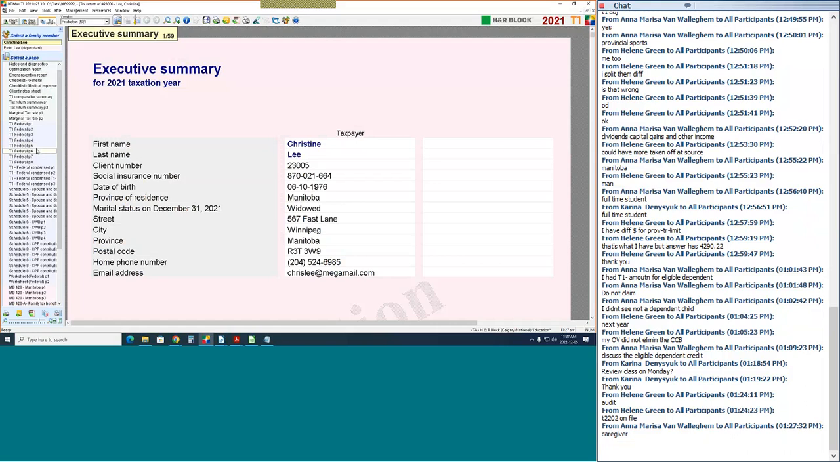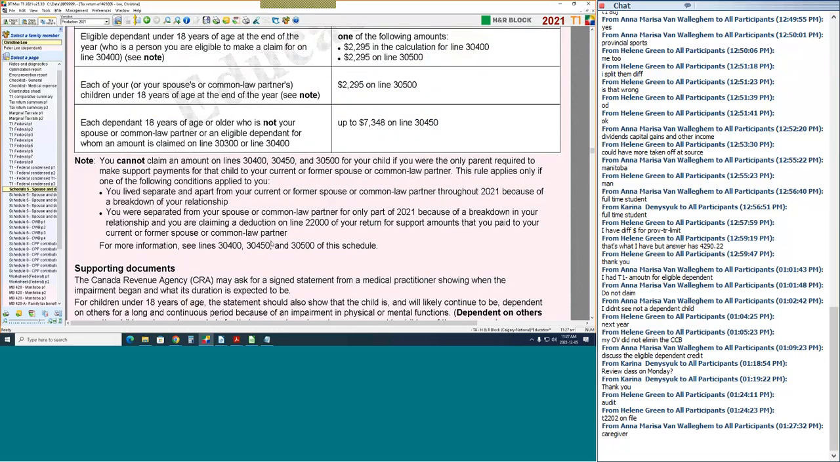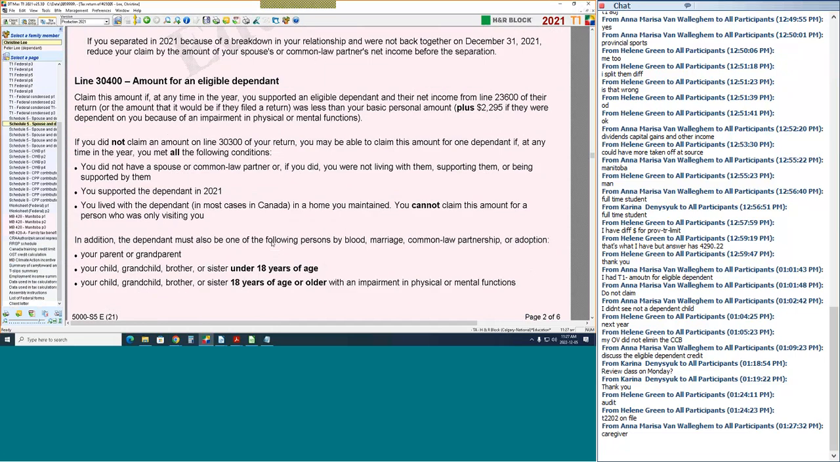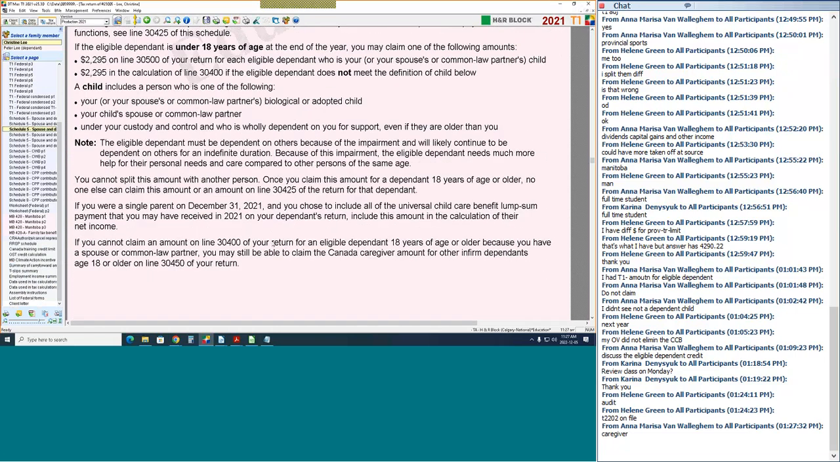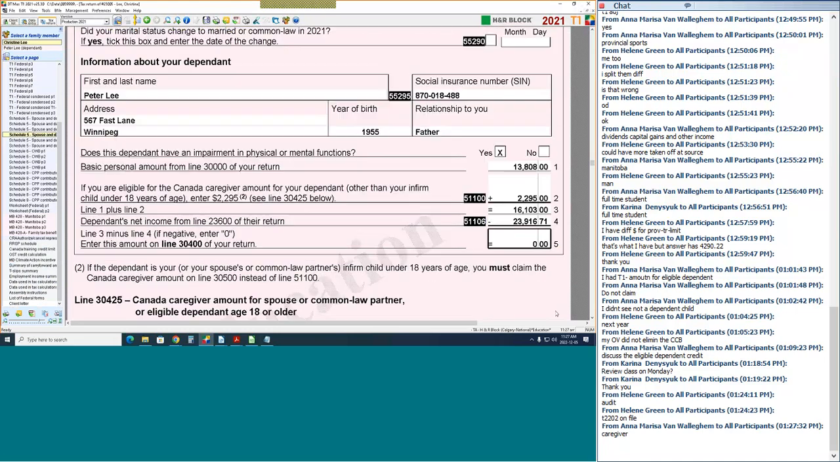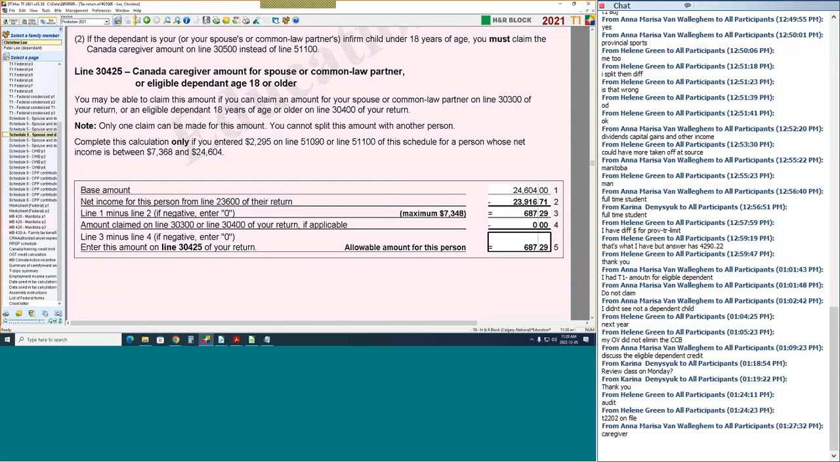Caregiver. So I hope you thought about that. If I'm doing caregiver, you will have completed a Schedule 5. And on that Schedule 5, you're going to have Peter as an eligible dependent because he qualifies as an eligible dependent. Unfortunately, his income is too high to give her an eligible dependent amount, but that takes us into the next step, which is the top-up.